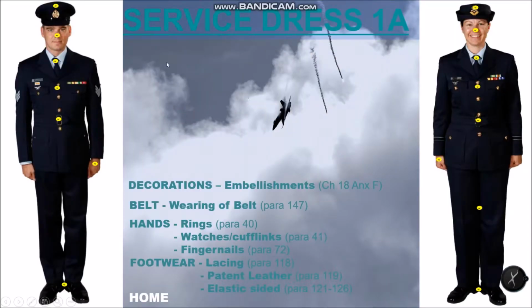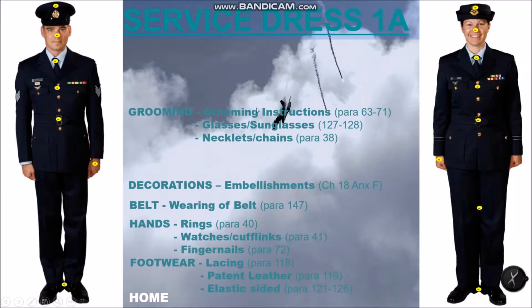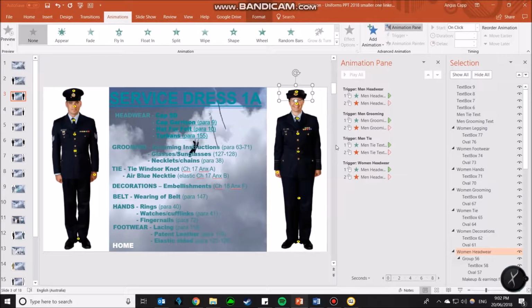Click 1A. Notice the text isn't here. That's because I haven't clicked to make it appear. Click on the male headwear and it will come up, and I can also turn that on and off as many times as I like. And that's the same for the female one. Okay, I can click that and it'll appear and disappear as many times as I want it to. So I can make that text disappear, and I can do the same for the grooming for the male. I'll show you how to set up the grooming for the female buttons soon. We'll also be doing that for decorations, the belt, hands and footwear for both male and female. So you can click escape to exit the PowerPoint mode.